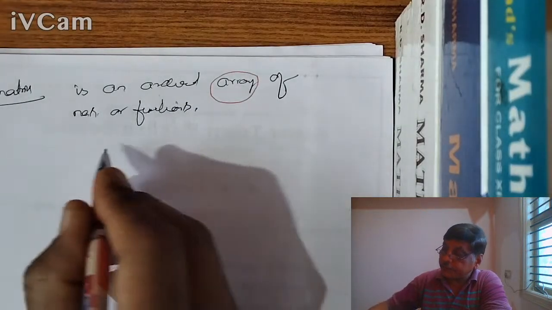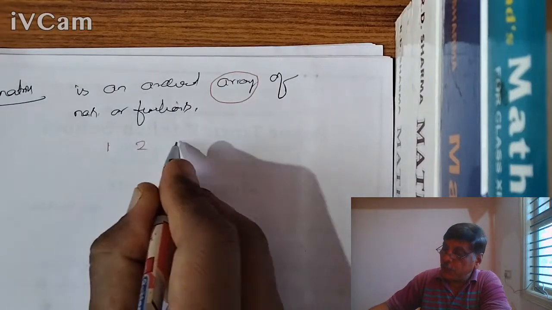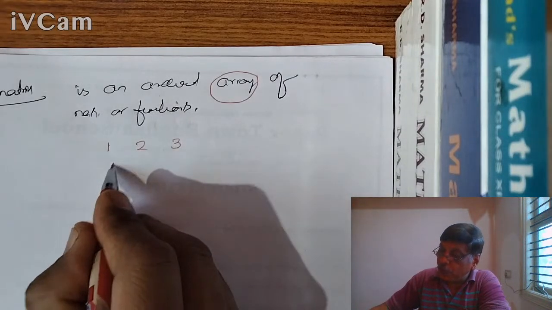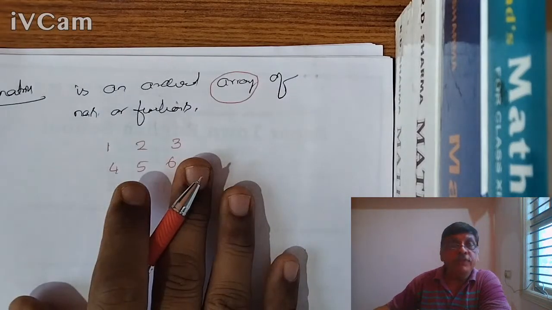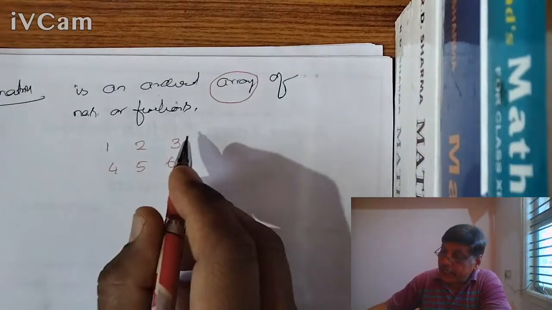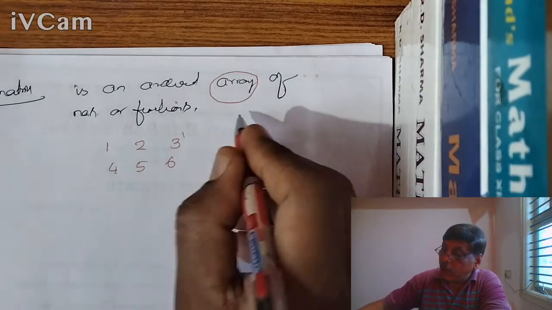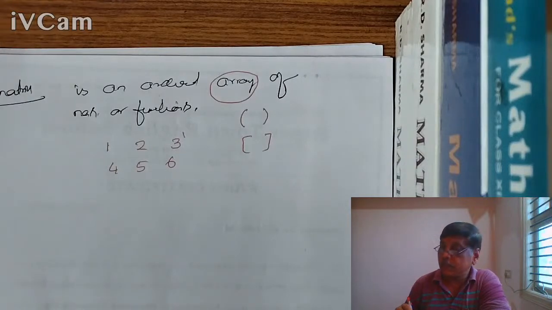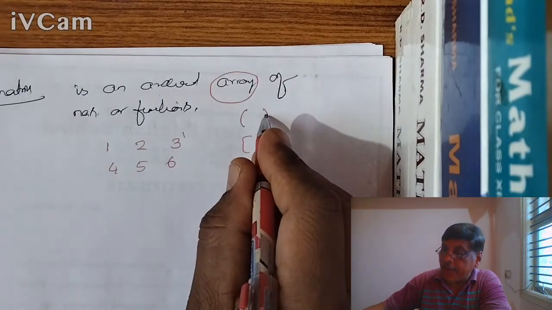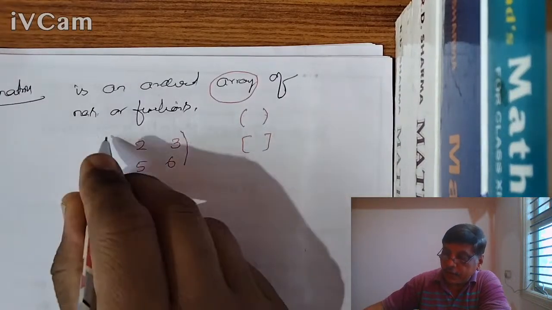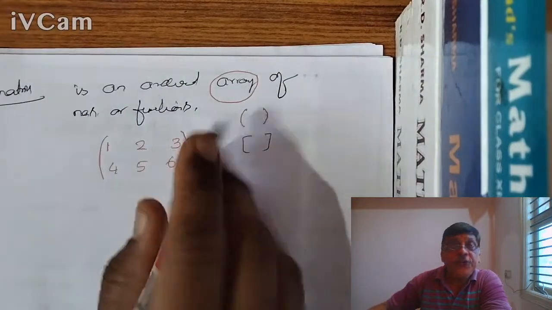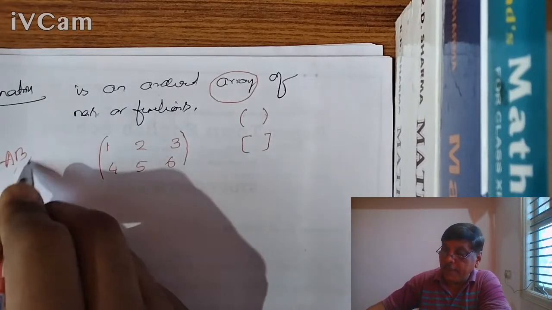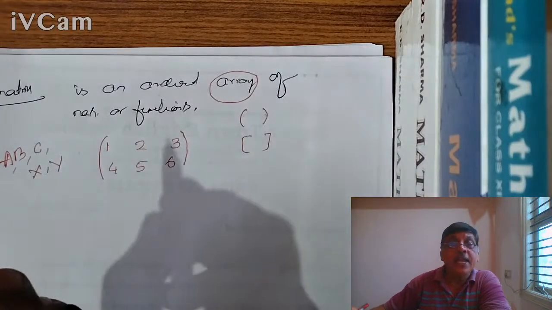Suppose I am having numbers 1, 2, 3 like this, and next 4, 5, 6. This is the arrangement of numbers. Is it right? These numbers are enclosed by ordinary brackets or closed brackets. We can use the symbols, either ordinary brackets, parentheses or square brackets. Got it? All of you understood? Usually the matrices are denoted by uppercase letters, that is capital A, capital B, capital C, capital X, capital Y, etc.